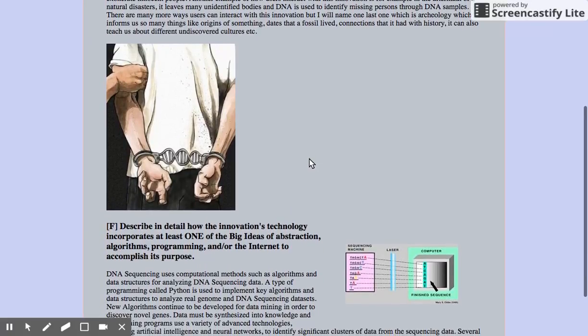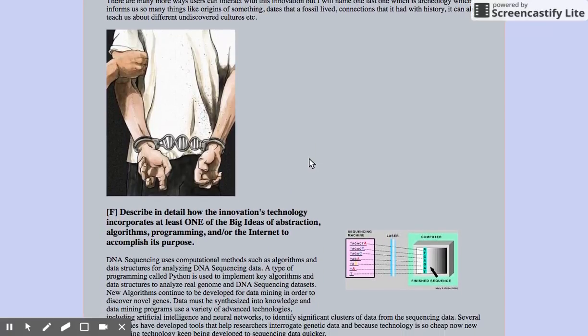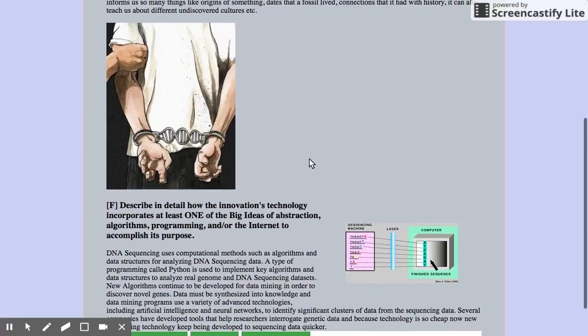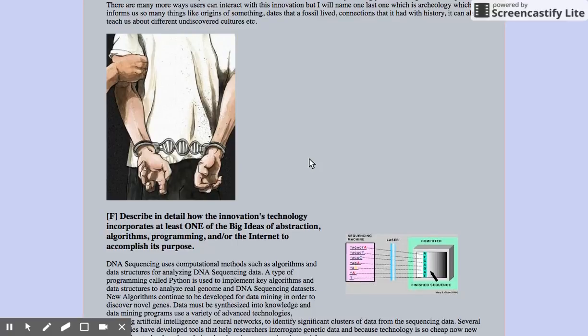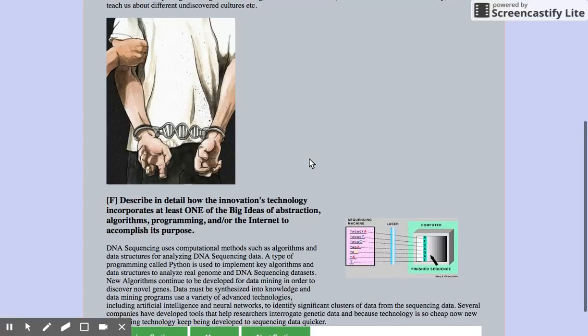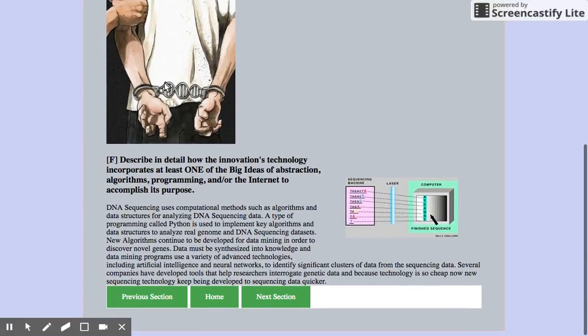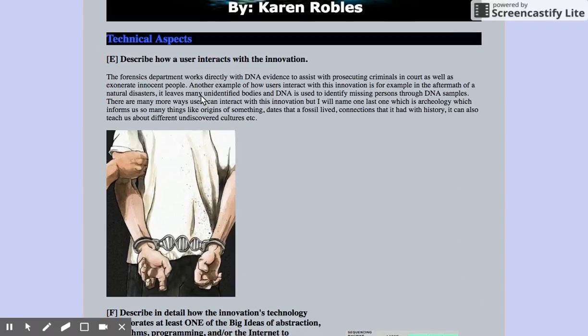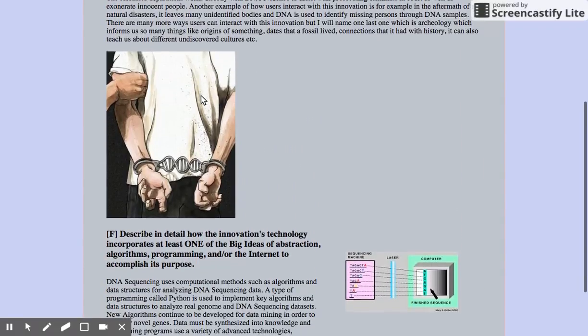Archaeology also uses DNA sequencing in order to discover the origins of something, the dates that a fossil lived, and the connections that it has had with history, as well as teaches about different undiscovered cultures, etc. And here I put a picture of a person going to jail, and DNA sometimes is used in a courtroom to either, like I said before, exonerate somebody or prosecute somebody.